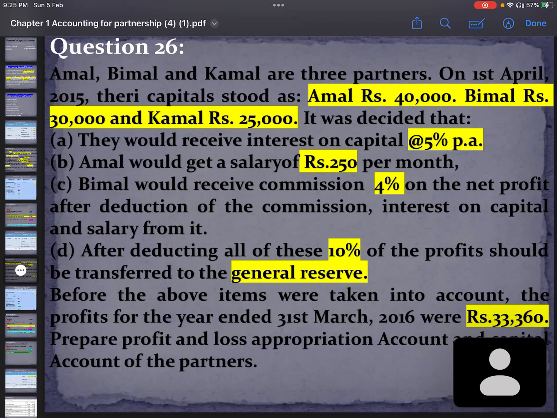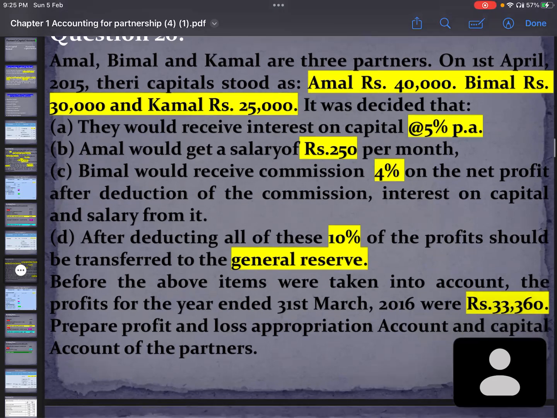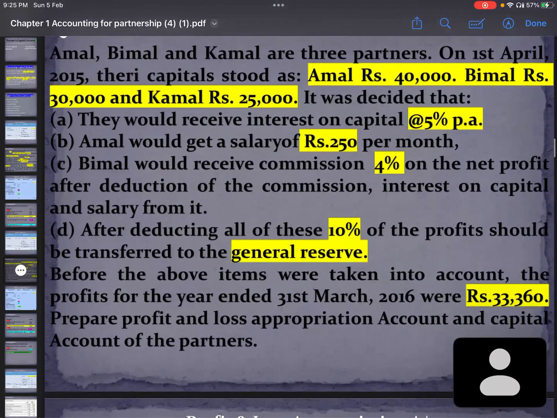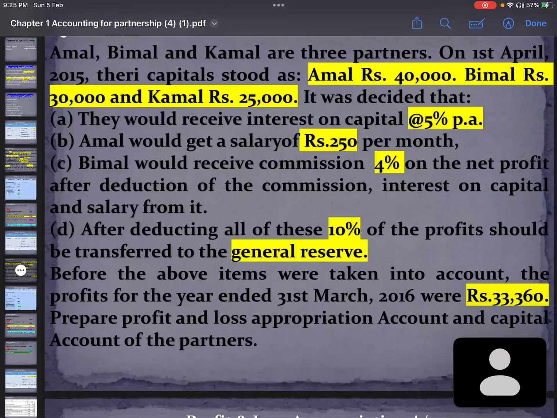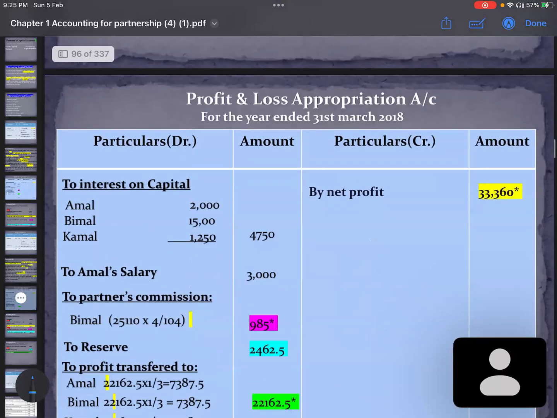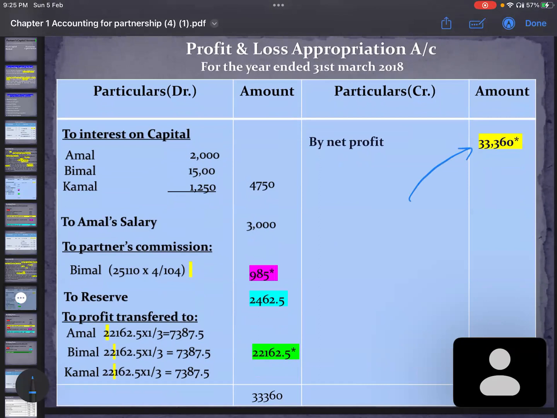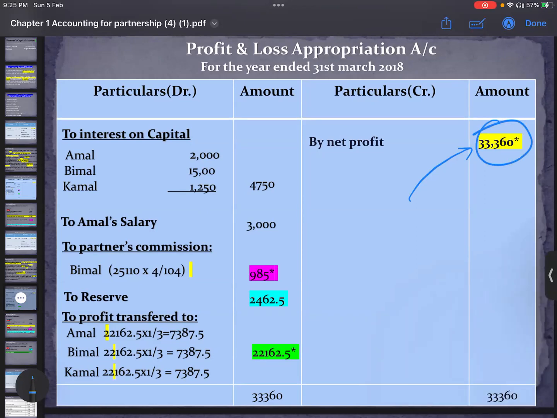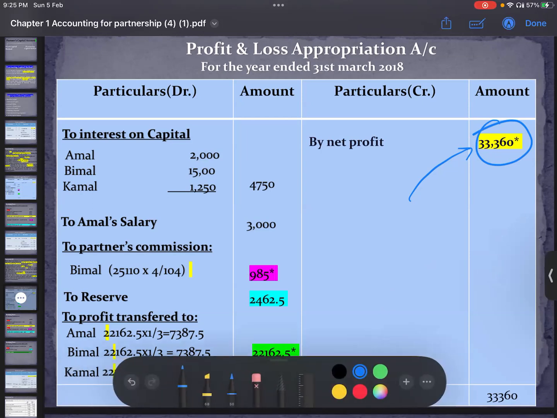I'm sure everybody is done with the profit and loss appropriation account at least. See, while preparing the profit and loss appropriation account, as the profit is already given in the question, as everyone can see, 33360 is the net profit given in the question that we will be writing on the credit side of the P&L appropriation account, right, everyone? I'm sure this is done. Tell me if this is clear or not.